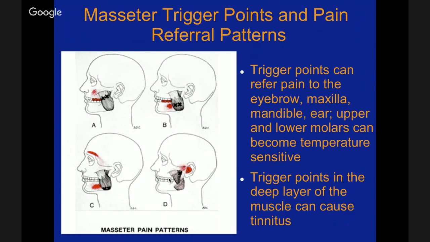And then masseter muscle trigger points and pain patterns: not as diffuse as the temporalis muscle, they can have involvement over the eyebrows or lower jaw, but the deeper tender points or trigger points in the masseter muscle can actually cause tinnitus.